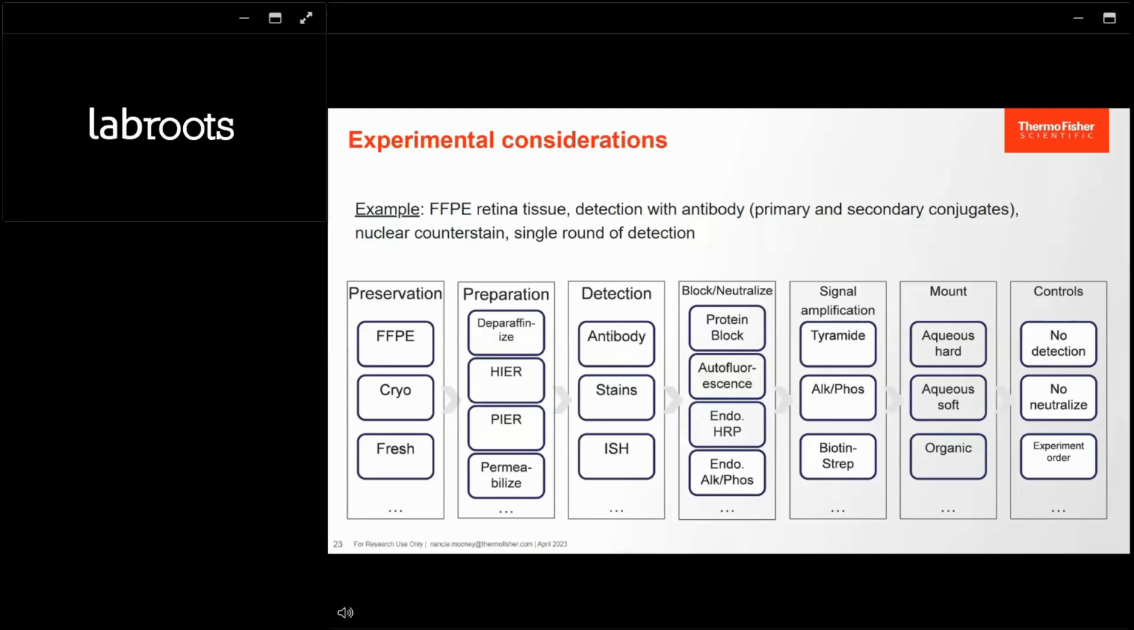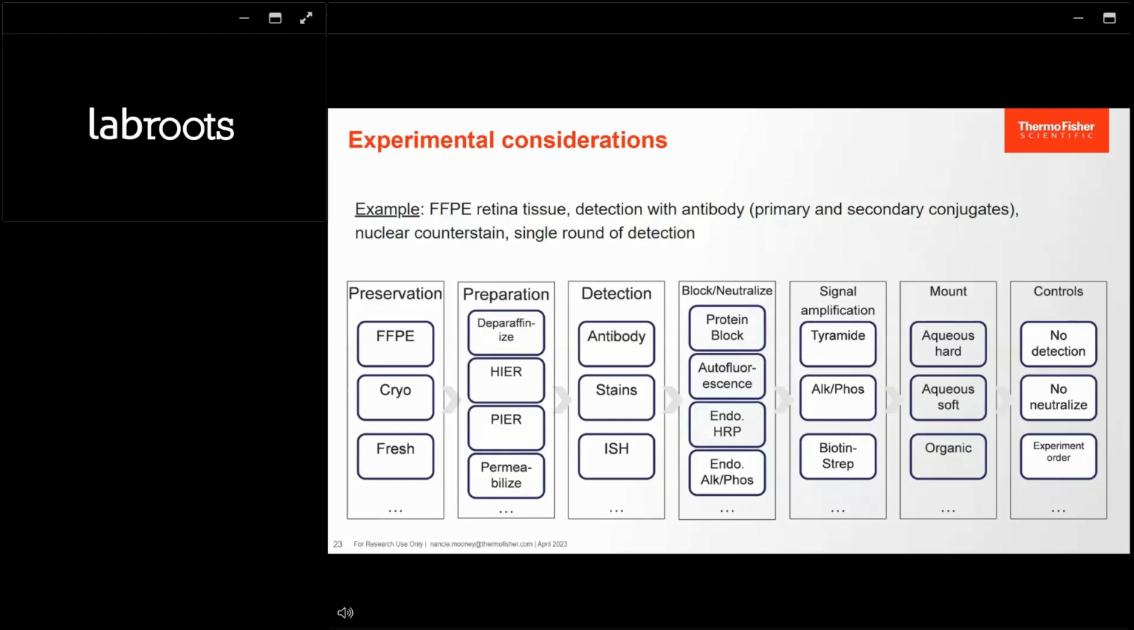Well, we've already said that we're using FFPE tissue, so we'll want to deparaffinize and use some kind of epitope retrieval. In this case, I think I'm going to use heat. We've talked about using antibodies and a nuclear counterstain, so we'll consider those as well. Since we're using antibodies, we'll want to use a protein block so that the antibody does not have off-target staining. And we said that we're going to use fluorescence, so we'll want to consider an autofluorescence quenching step.